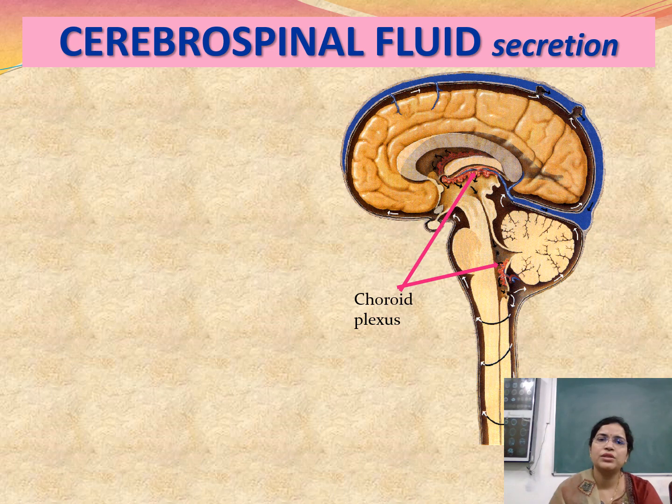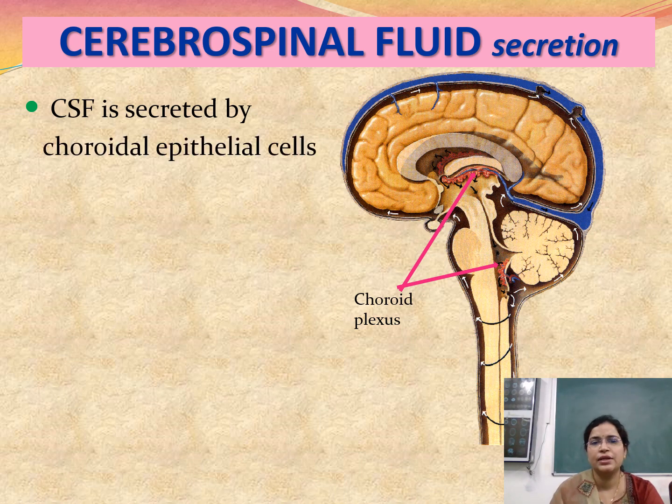Now what is the cerebrospinal fluid? How is it secreted and how does it circulate? Now the choroid plexus: this is the choroid plexus which is present in the lateral ventricle, as well as the choroid plexus which is present in the fourth ventricle.